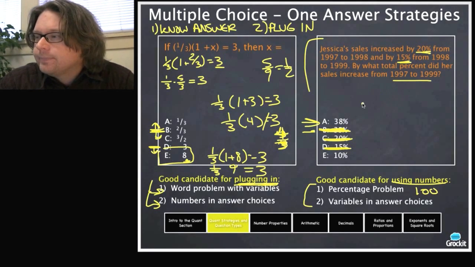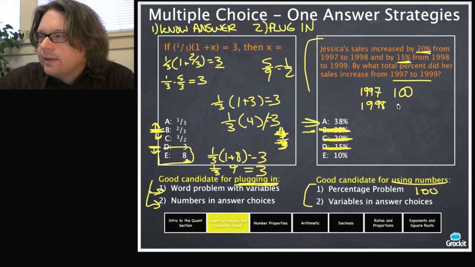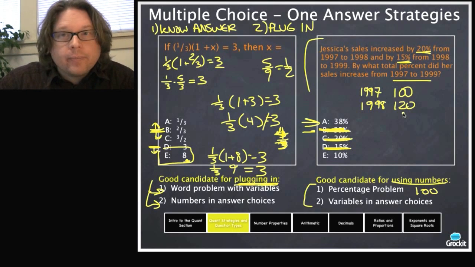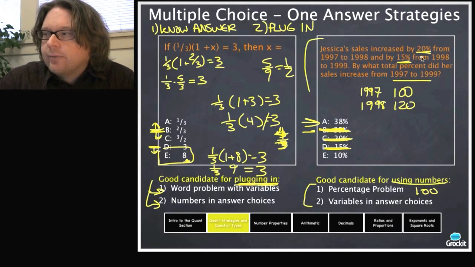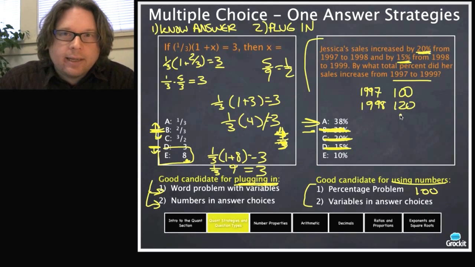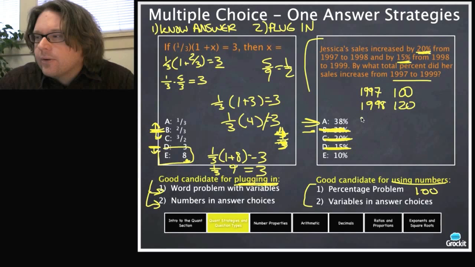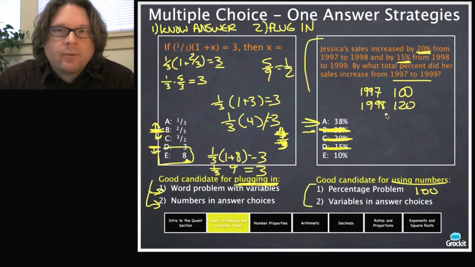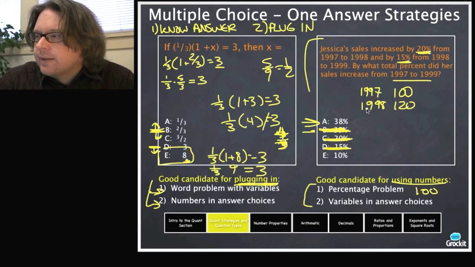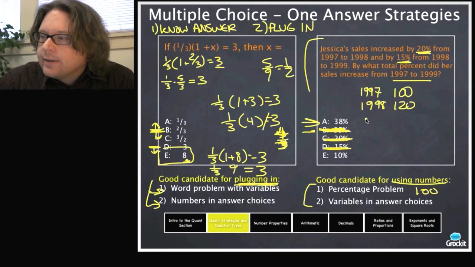We pick 100. So in 1997, she's at 100. In 1998, she has a 20% increase. She's now at 120. See how easy that is? You start with 100, and whatever the percent increase is, you just add that on to 100. That's the new number. If it's negative, you subtract it. The problem is we actually have to do a little bit of math, because then from 1998 to 1999, she went up 15%.